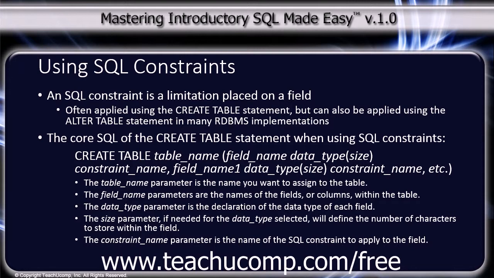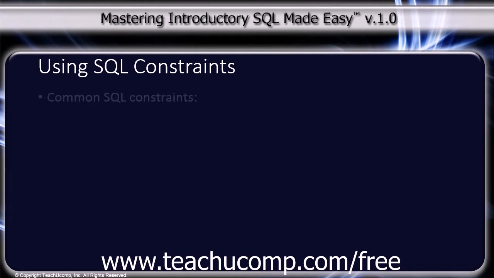Now note that the table name, field name, data type, and size parameters all serve the exact same function within this statement as they perform within the standard create table statement. The only difference here is the constraint name parameter is the name of the constraint to apply to the field. Now the following constraints are allowed in the core SQL.